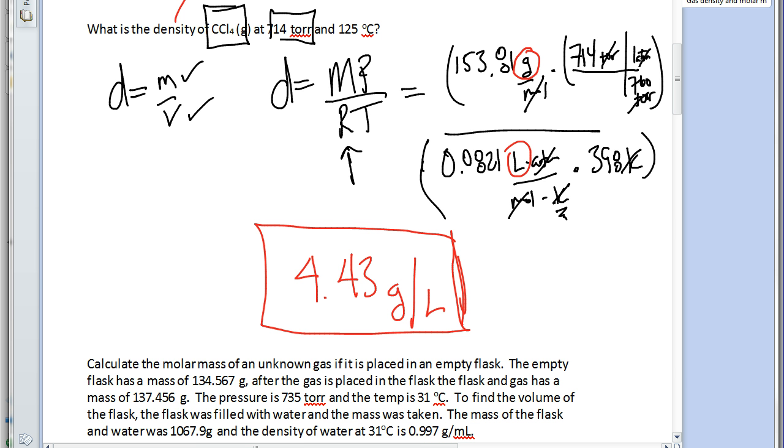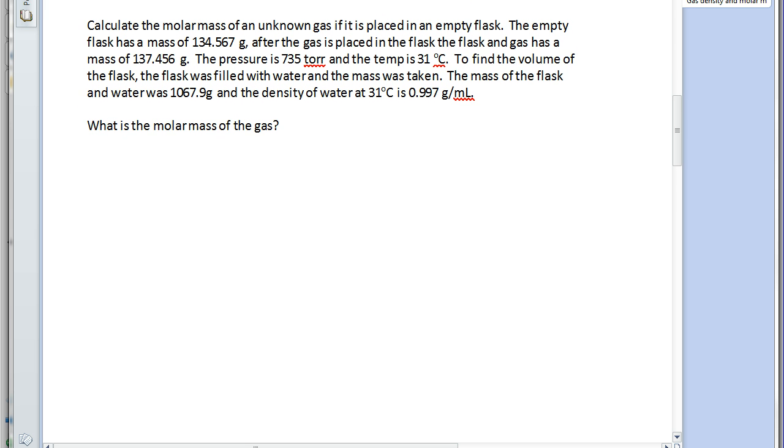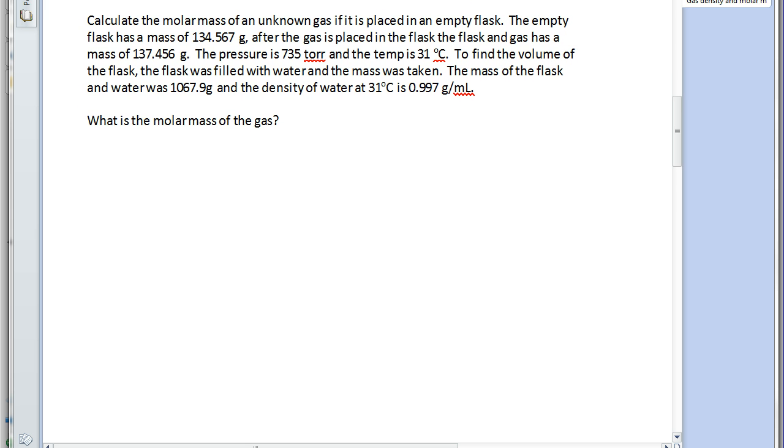Okay? So that was a real plug and chug type question, but let's take a look at more of an AP style question, incorporating a whole bunch of different things into one question in multiple steps. It's going to ask us to calculate the molar mass of an unknown gas placed in an empty flask. Just starting off, we're probably going to use our molar mass formula. Most likely molar mass is equal to density times R times T divided by pressure. Okay, so we'll see what we have here.